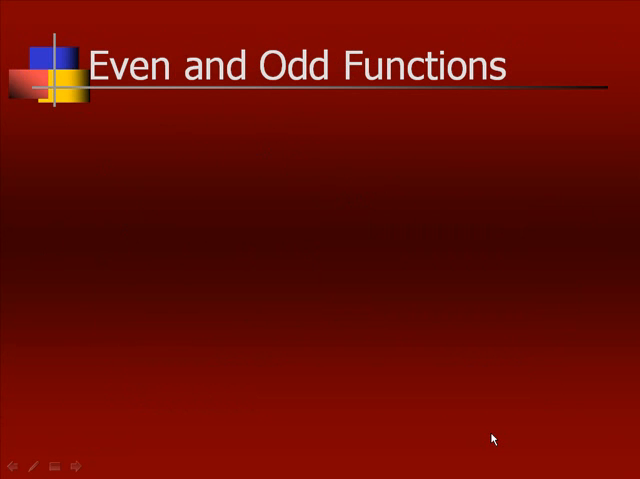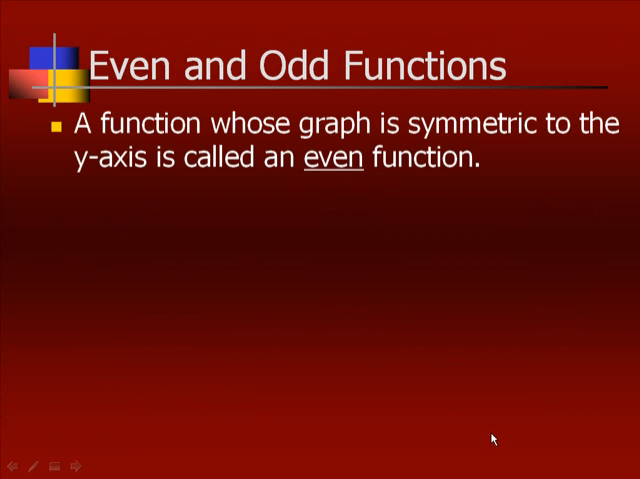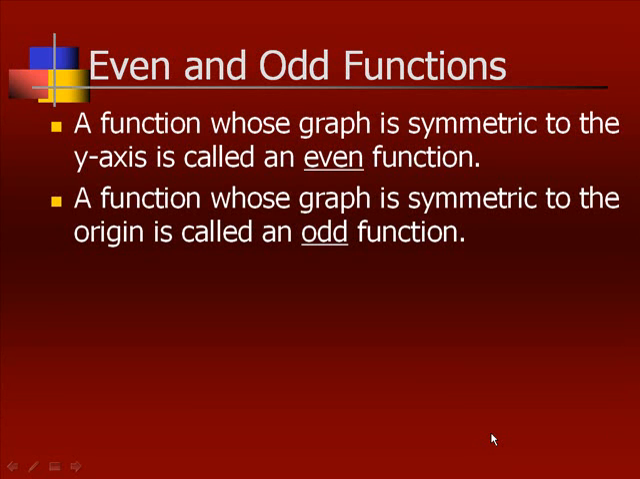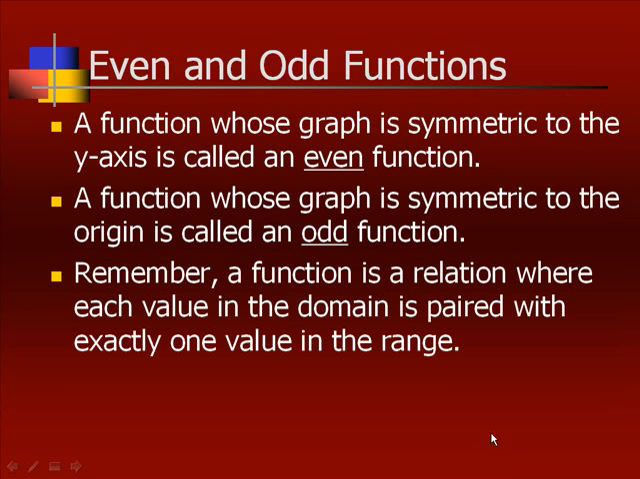Now, another thing we can talk about aside from symmetry is the function can be even or odd. A function whose graph is symmetric to the y-axis is called an even function. A function whose graph is symmetric to the origin is called an odd function. And remember, a function is a relation where each value in the domain is paired with exactly one value in the range.